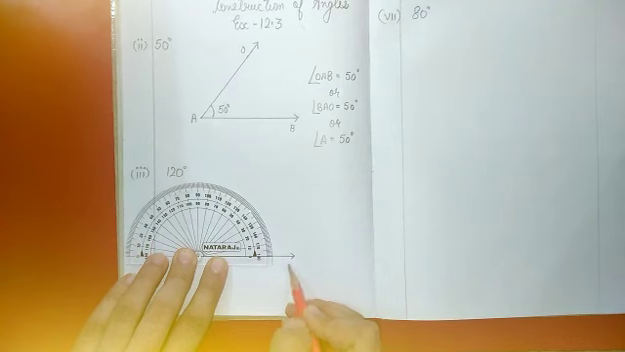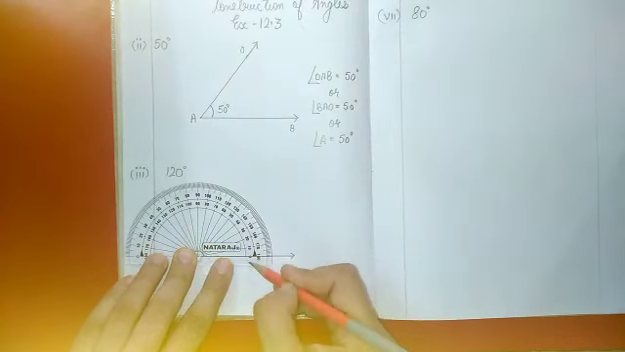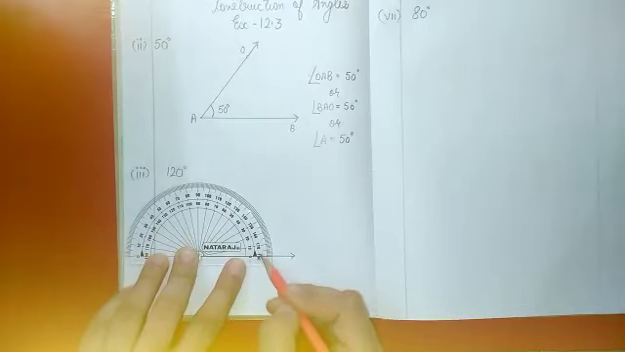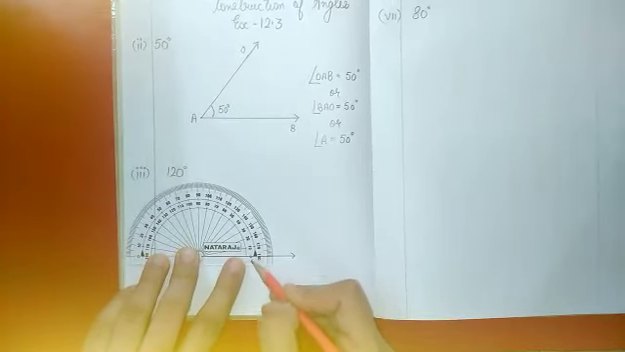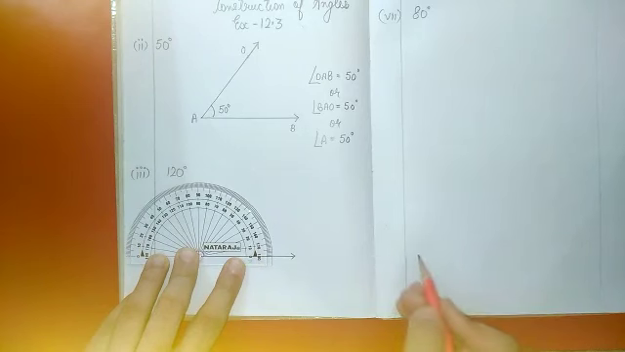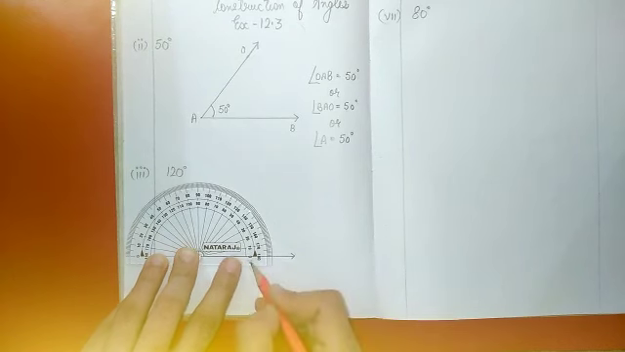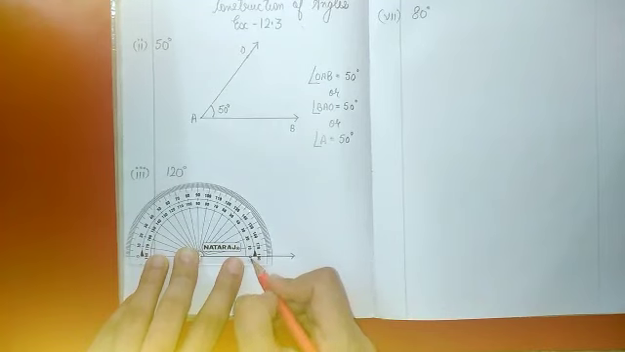As my ray is towards the right hand side, what I have taught you, if my ray is towards the right hand side, I will look at this particular scale. So let's start looking from 0 degree, not from 180 degree. We always start looking from 0. Whenever you draw a line using a ruler, you always start looking from 0, 0.1, 1 centimeter, 2 centimeter. Exactly the same you have to do with the protractor also. So let's look at 0 degree.